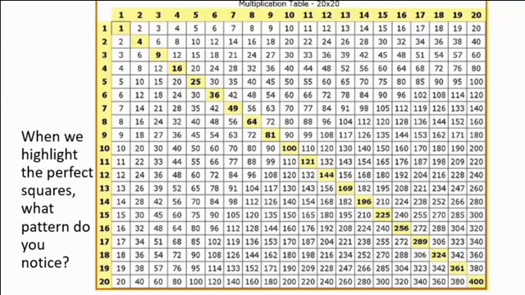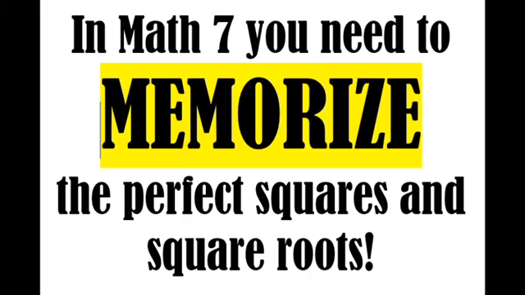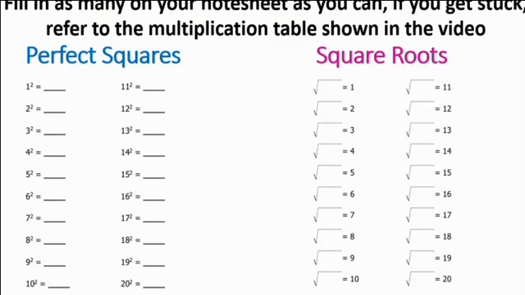That is one example. You will get to memorize all of these perfect squares 1 through 20. Fill in on your note sheet as many as you can. If you get stuck, go ahead and refer to the multiplication table that's shown in the video. I will get you started. 1 squared is 1. 11 squared is 121.